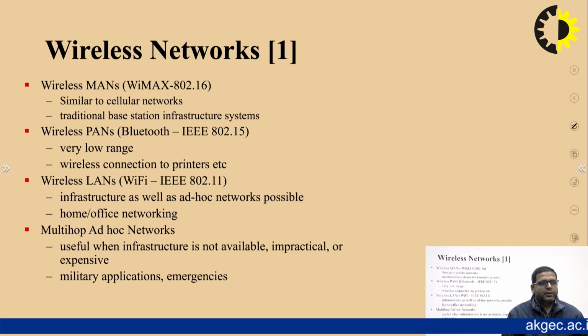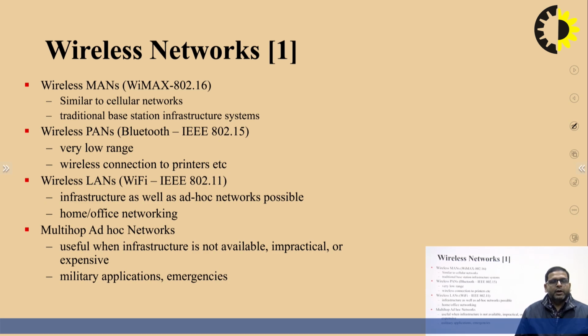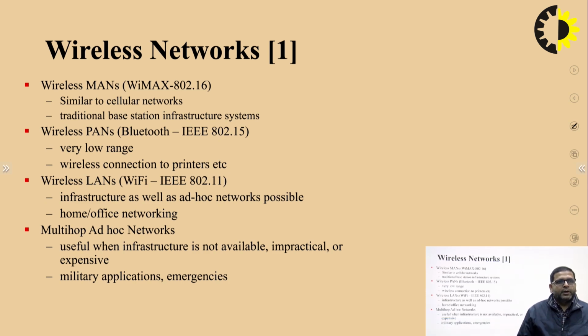The next wireless network example is the multi-hop ad hoc network. In a multi-hop ad hoc network, there is no dedicated infrastructure. The connections are formed as per requirement with the available devices, and its uses are military applications and emergencies. It is also used where it is impractical to provide dedicated connections.